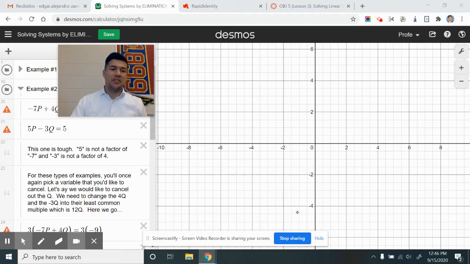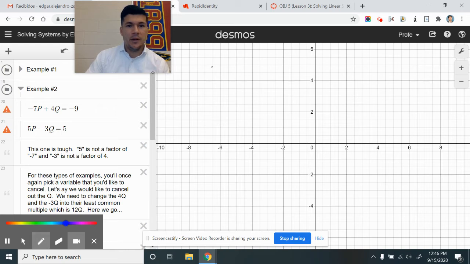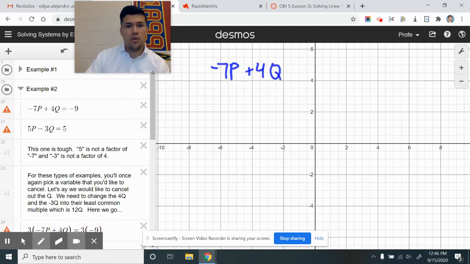Let's do another example of solving systems by elimination. So in this example, we have negative 7p plus 4q equals negative 9. And we have 5p minus 3q equals 5.